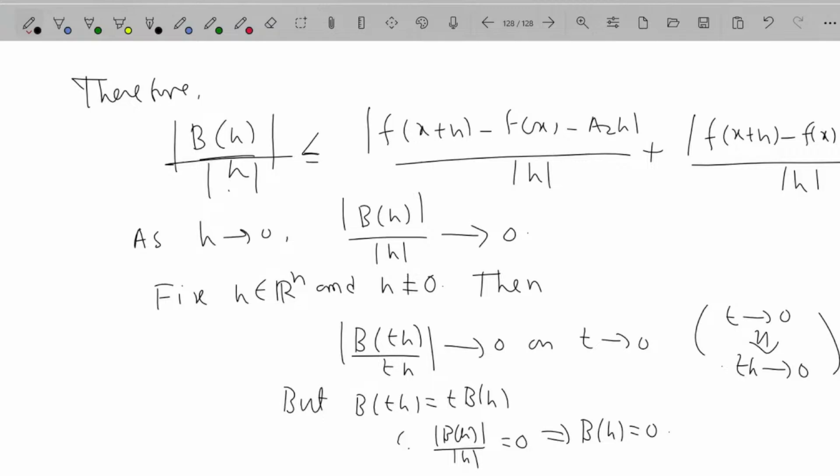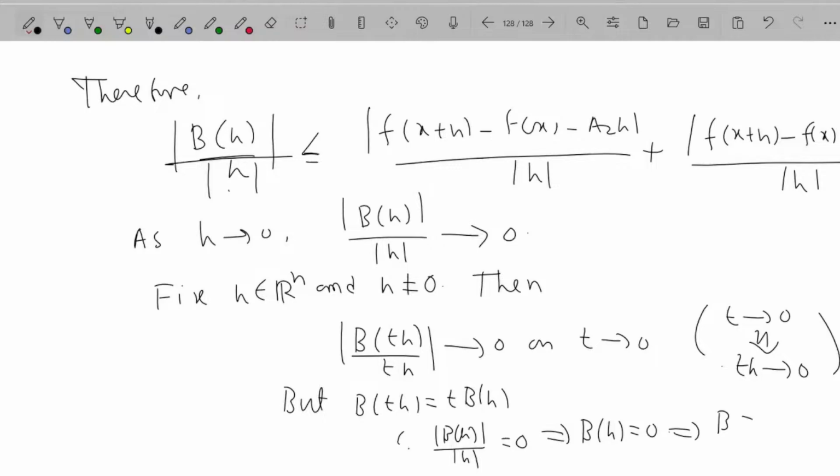Then cancel out t because it's linear. So we have bh by mod h. Now mod of bh is a constant. Mod of h is a constant. So a constant moving towards 0. Therefore that constant should be equal to 0. But mod of h is non-zero. So mod of bh is 0. So bh is 0. So therefore for any non-zero vector it is 0. And because it's linear, b of 0 is also 0. So this implies that b is equal to 0.